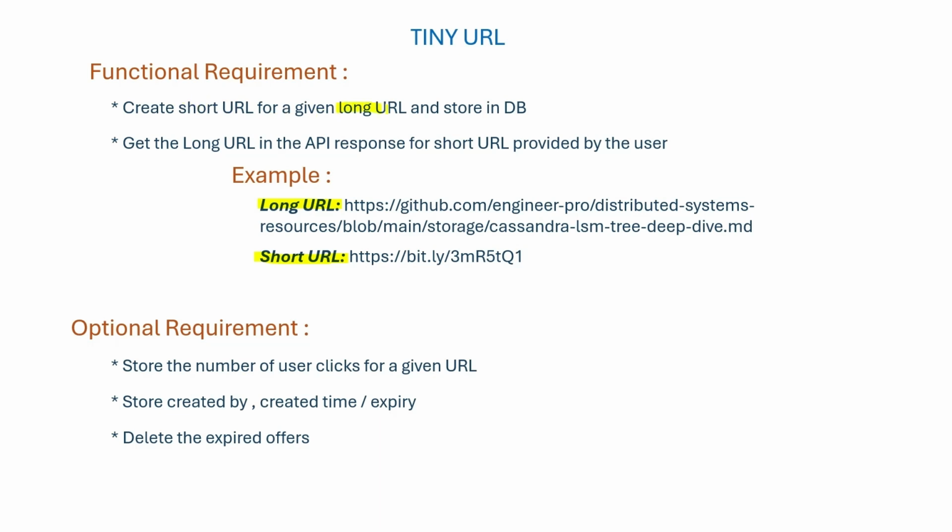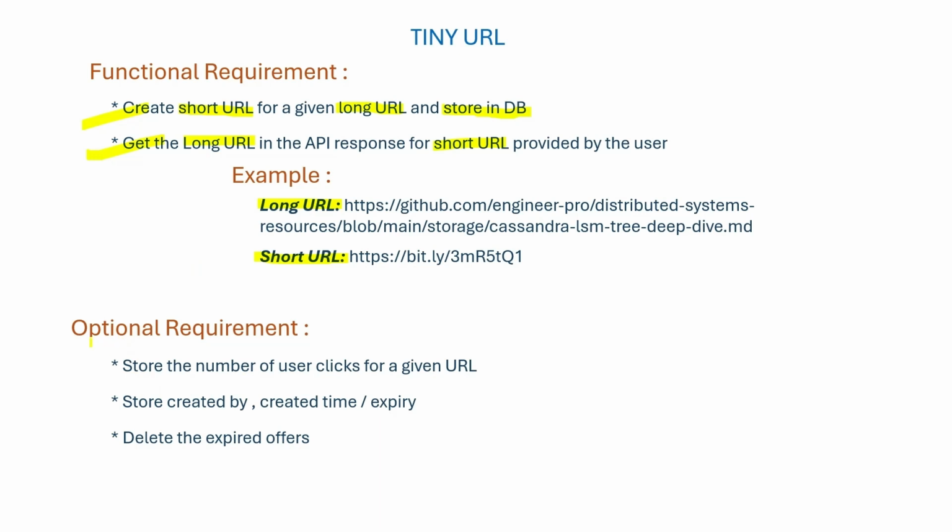When a user provides a long URL, our system should be able to generate a short URL for the given long URL and also store that short URL in the DB. Why do we store the short URL in the DB? Because whenever the receiver comes back with the short URL, our system should be able to respond with the long URL, or redirect the user to the original website. So we have two functionalities: one is create, another one is get.